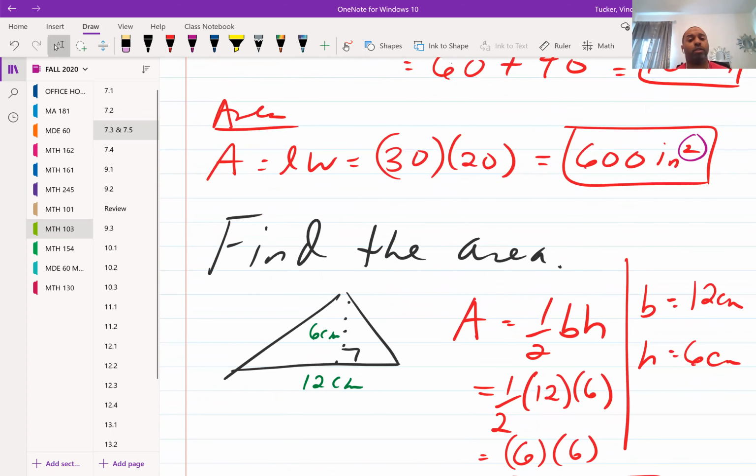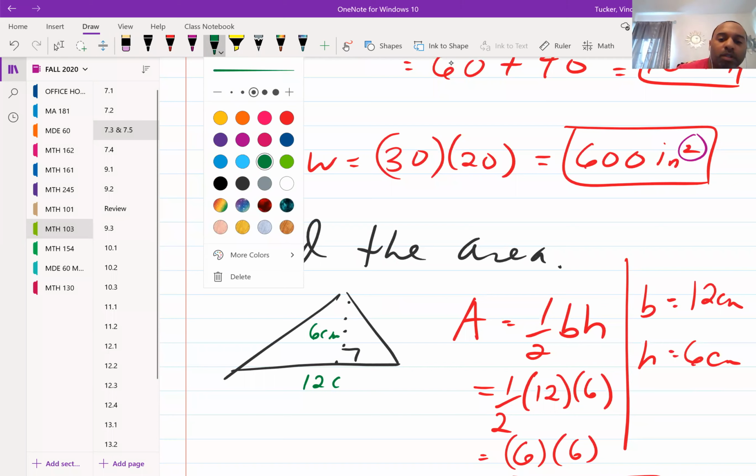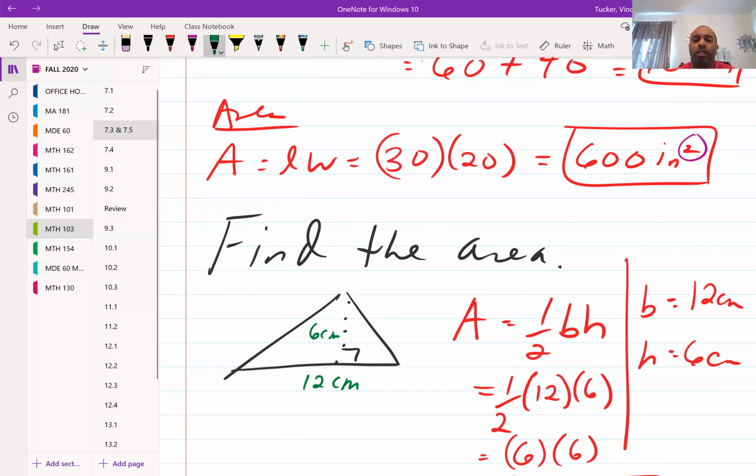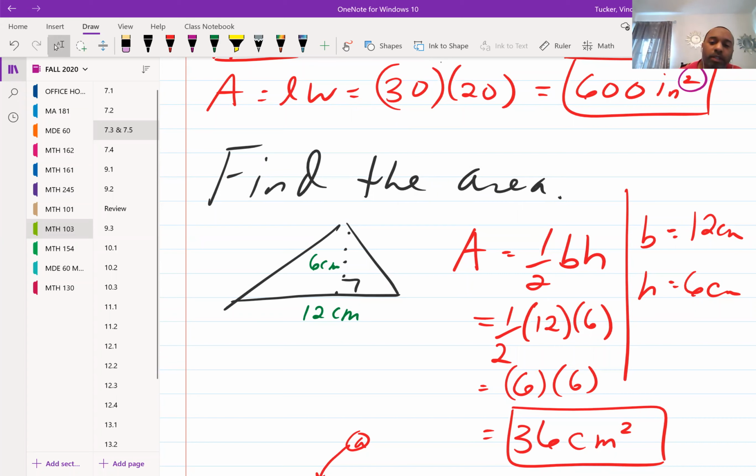Next one, we want to find the area of a triangle. They give us the base as 12 centimeters, the height as 6 centimeters. Formula for the area of a triangle is 1/2 base times height. 1/2 is a part of the formula. So 1/2 times 12 is 6, and 6 times 6, 36 centimeters squared.